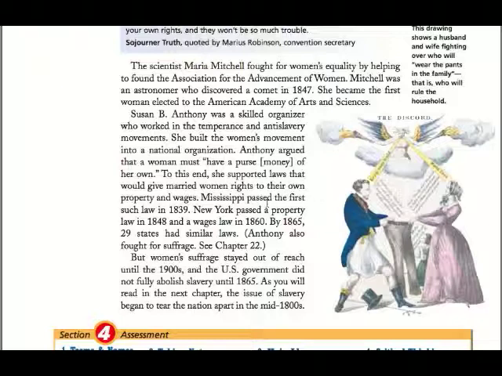Mississippi passed the first such law in 1839. New York passed a property law in 1848 and a wages law in 1860. By 1865, 29 states had similar laws. But women's suffrage stayed out of reach until the 1900s, and the U.S. government did not fully abolish slavery until 1865. As you will read in the next chapter, the issue of slavery began to tear the nation apart in the mid-1800s.